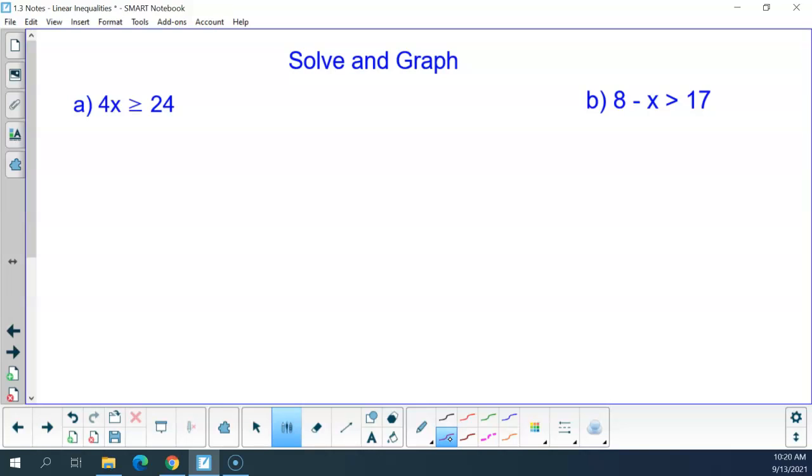Well, what's the first thing you do? Divide by 4, on both sides, right? Okay? And that's what we're going to do. We're going to divide this side by 4, which means we have to divide that side by 4. Now, we're dividing. Are we dividing by a negative? No, so our sign doesn't need to flip, so we're good there. Okay? So then this just becomes x is greater than or equal to 6.